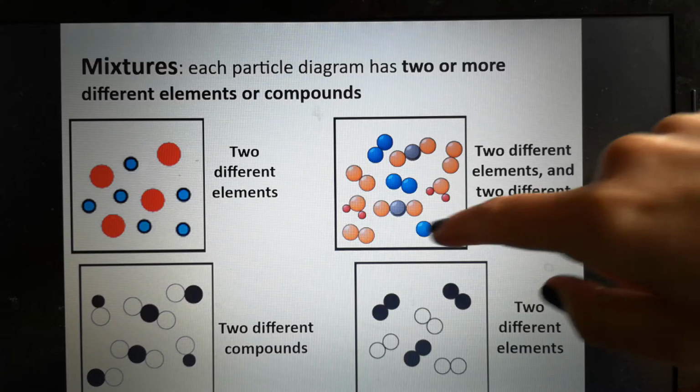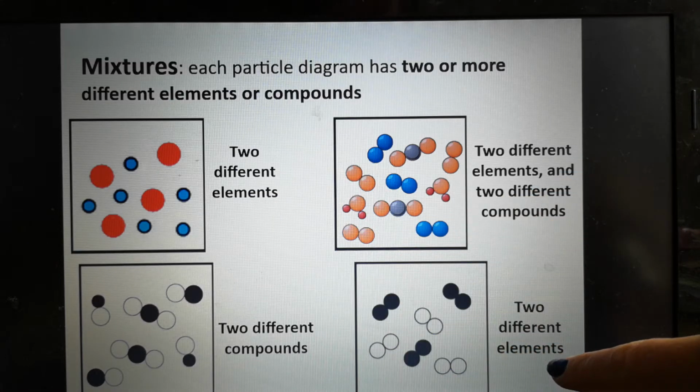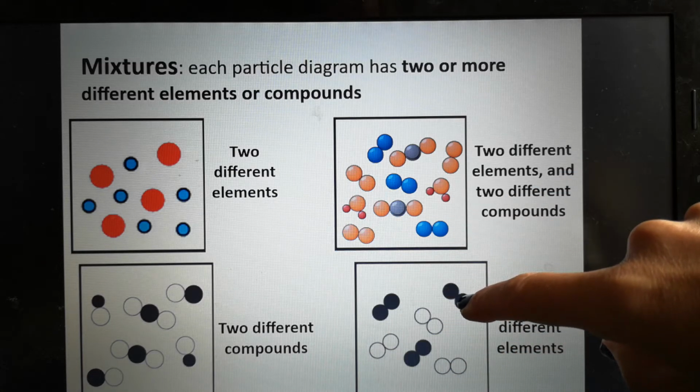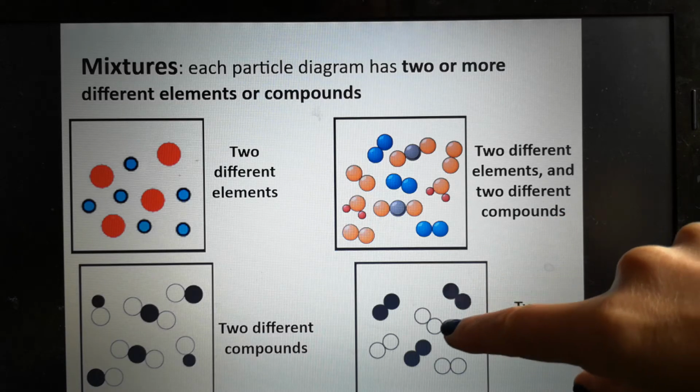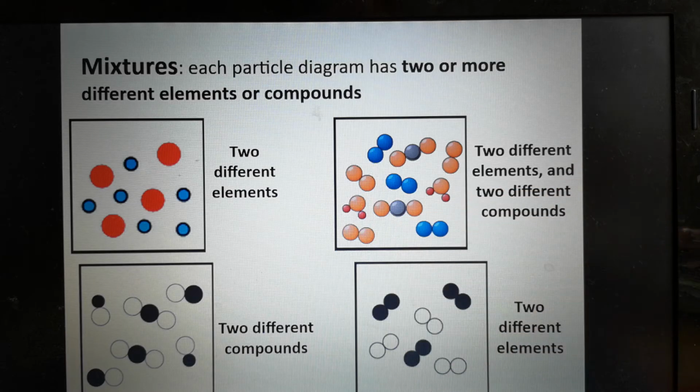And right down here, we've just got two different elements, and we can see that because we've got two black balls that are joined together and two white balls that are joined together. So that's an element, and this is a mixture of elements.